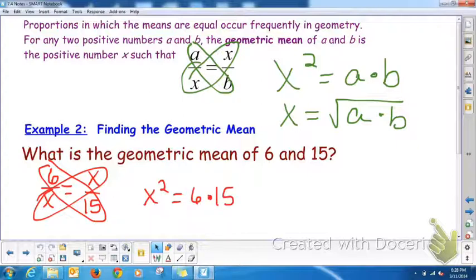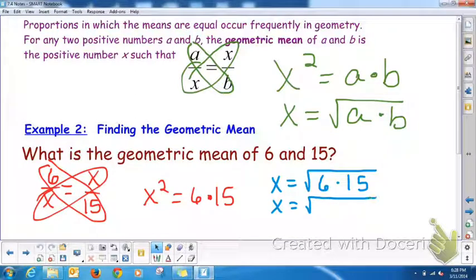Now you can calculate 6 times 15, but then you're only going to have to factor out your perfect squares. Really, X squared is equal to 6 times 15, so that means that X is equal to, when you move squared to the other side of an equation, the opposite of squared is square root. So it's the square root of 6 times 15. Well, I want to take out my perfect squares. We've done this in Algebra 2.